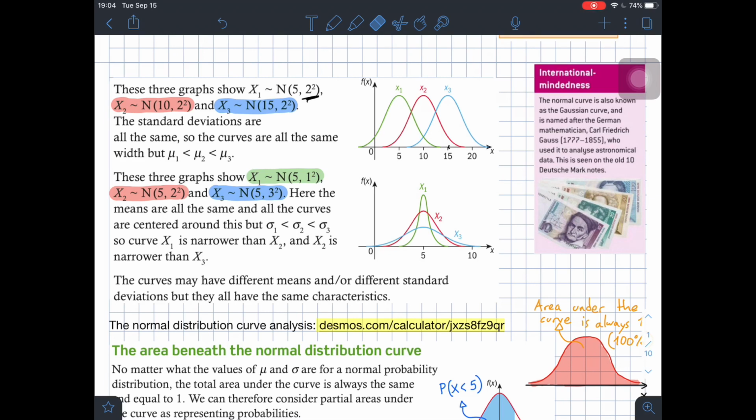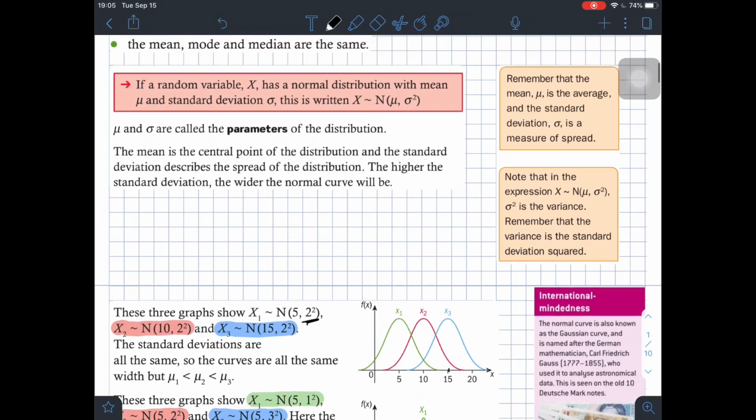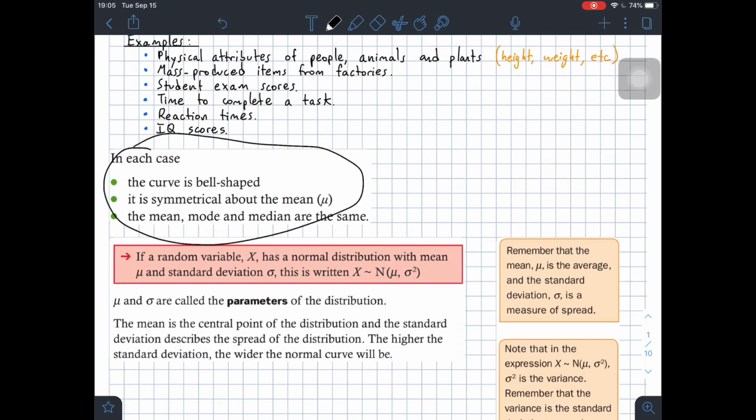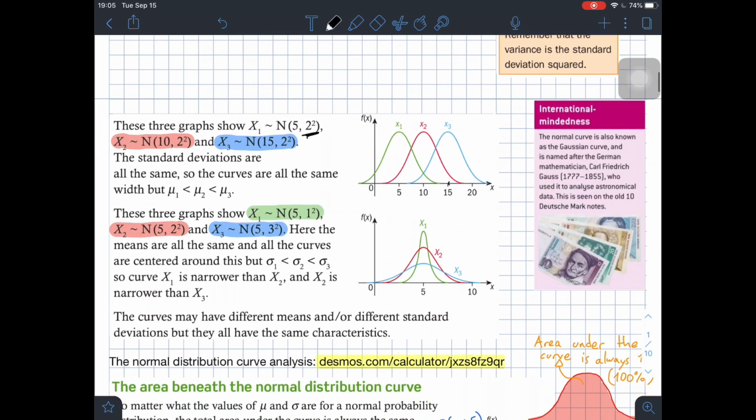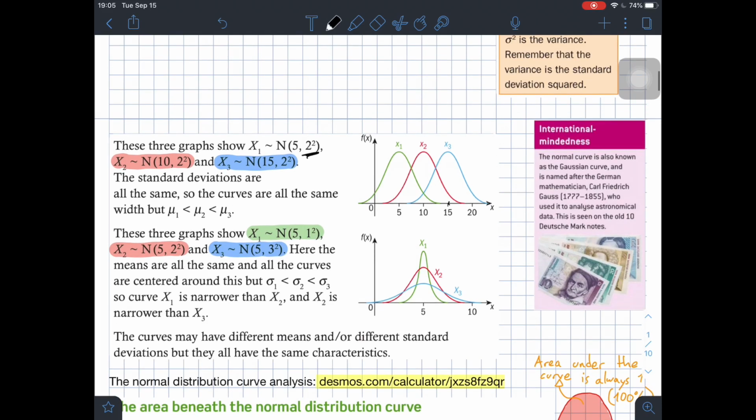Okay, so that's something that you need to understand, right? It says the curves may have different means and/or different standard deviations, but they will have the same characteristics. All of the characteristics that we mentioned here always apply independently of the values of the mean and standard deviation whenever we talk about a normal distribution.